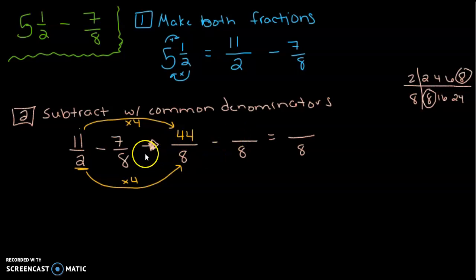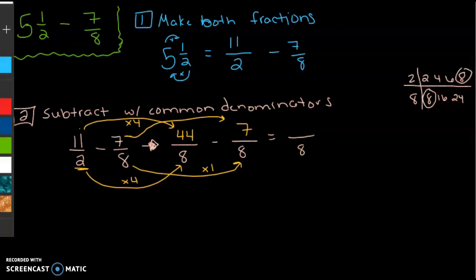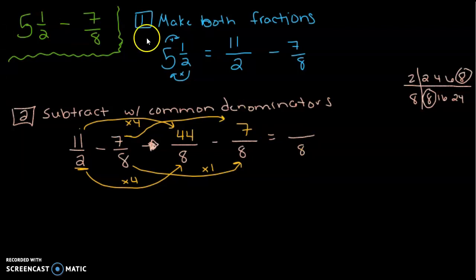We're going to do the exact same thing with the second fraction. How did I get from 8 to 8? Well, I didn't do anything. I just multiplied it by 1. So I'm going to do the same thing with 7. I don't have to change anything, I just have 7. Now that we finally have like denominators, I just subtract. So I can do 44 minus 7. I think that's 37. Sweet.